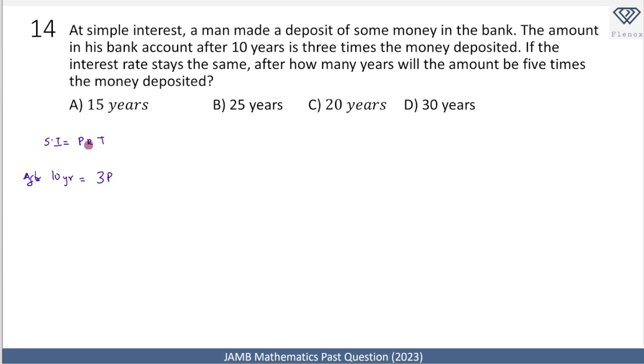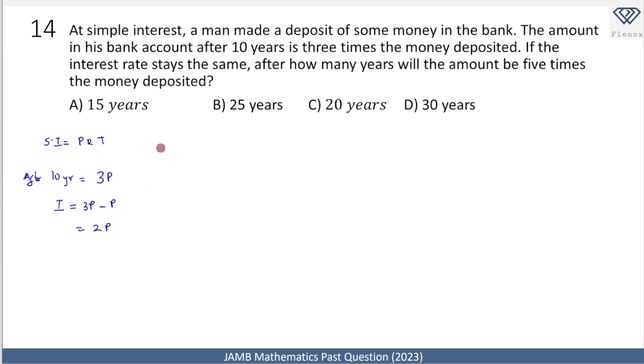So if he invested P and now he has 3P, what is the interest that he has gained? It's just like saying, okay, if you have 30 naira now and you invested 10 naira, how much is the interest that you have now? The interest that you have gained is what? 30 naira minus 10 naira, which is 20 naira. So that is something similar here. So he has 3P now, but he invested P. So his interest is what? 3P minus P, which is what? 2P. So we can substitute that in the formula.